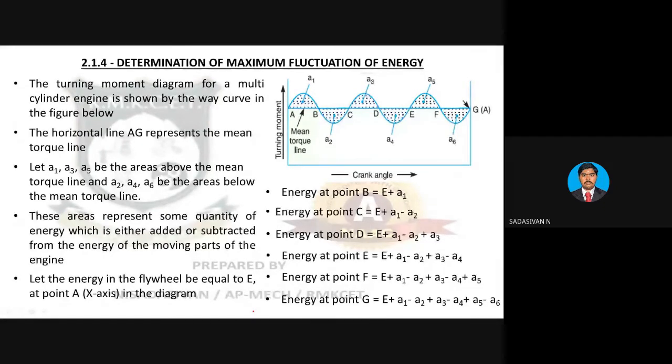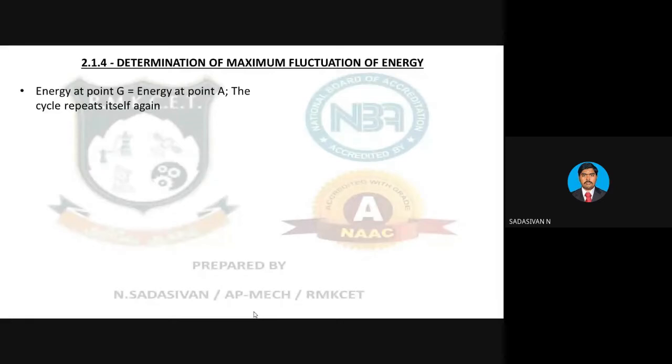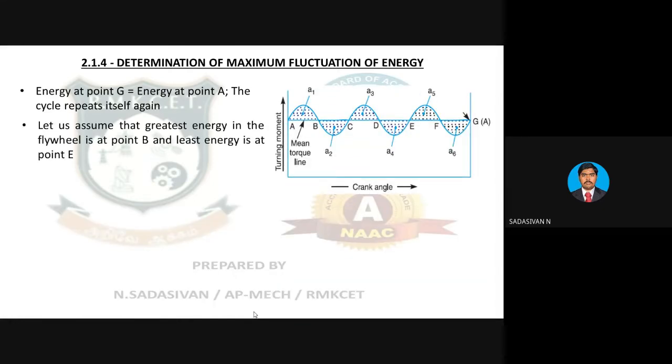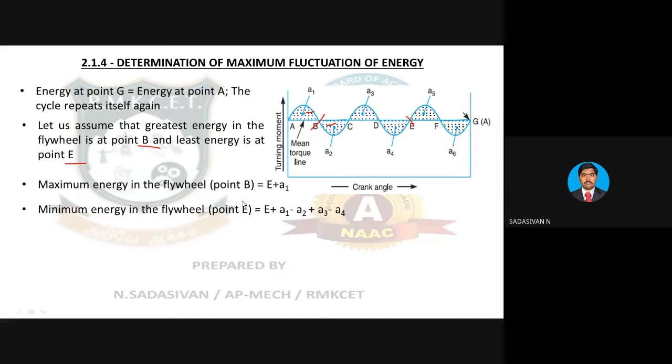So that is how you do energy calculations in a problem. The numerical values of A1, A2, A3 will be given to you. So energy at point G equals energy at point A. The cycle repeats itself again. So let us assume the greatest energy in the flywheel is at point B. Least energy is at point E. In a problem, you will know this. The values will be given, you will subtract and find out. Greatest energy point is B. Least energy point is E. So now these two answers, if you subtract, you will get the maximum fluctuation of energy.